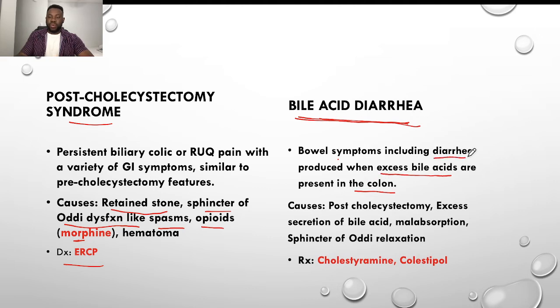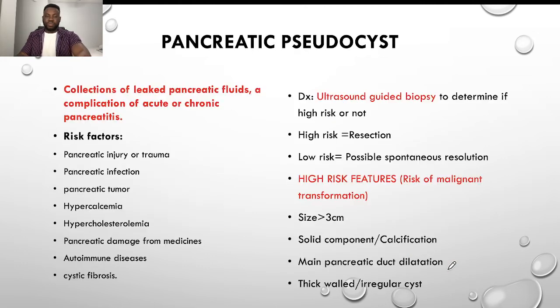Next is that they will have diarrhea because the bile acids will cause some irritation in the colon, and that would also cause diarrhea. So the causes are post-cholecystectomy, excess secretion of bile, malabsorption of bile, and also sphincter of Oddi relaxation. For some reason, the sphincter of Oddi cannot close, so the bile will just be coming into the GI tract, and they'll have diarrhea. And treatment here is cholestyramine or colestipol. These are bile acid sequestrants. They prevent us from absorbing them.